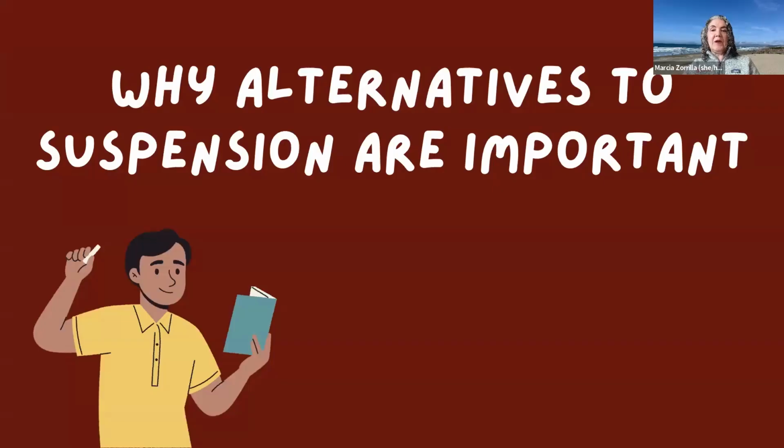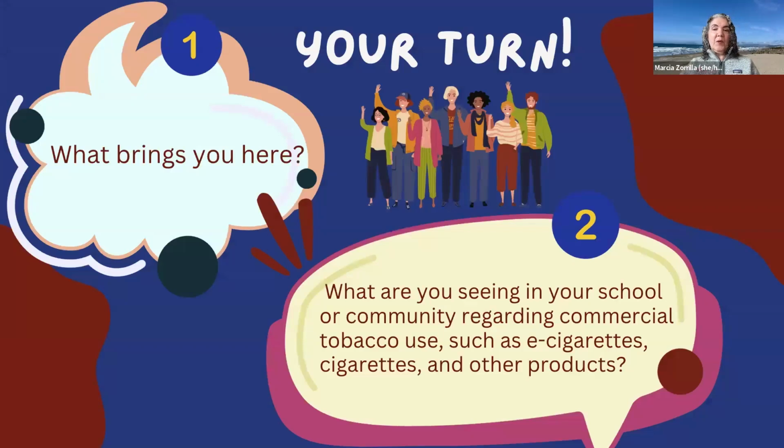So let's talk about our philosophy about adolescent drug use and why harm reduction is important, and why alternative to suspension curriculums are important. I wanted to open this up with you all. What brings you here, and what is it that you're seeing in your community? If you want, you can unmute, just a small group of people, or you could put it in the chat, whatever you prefer. What are you seeing in your community?